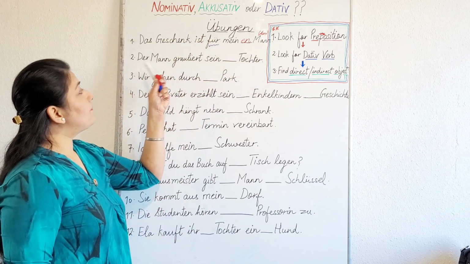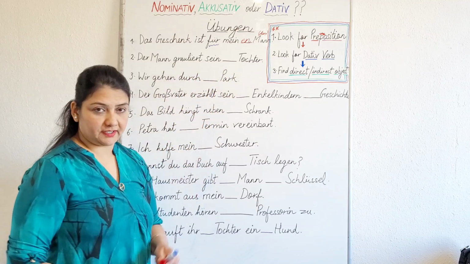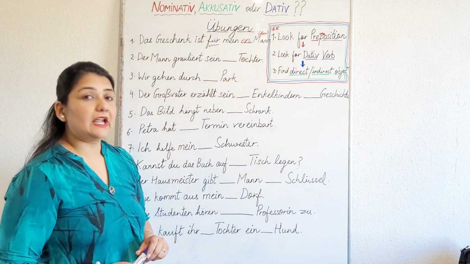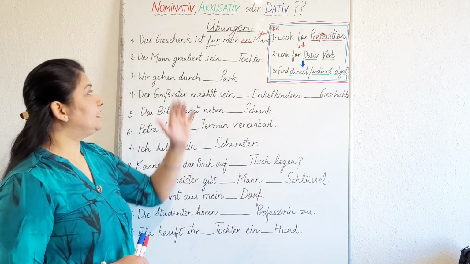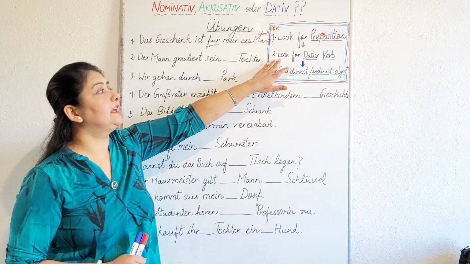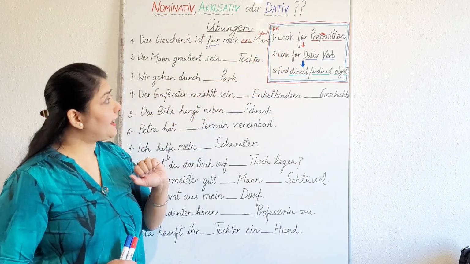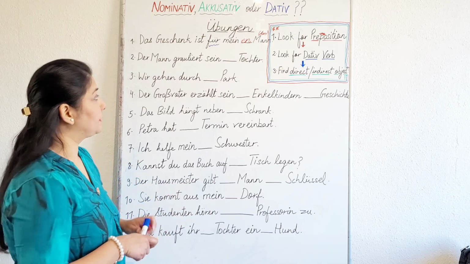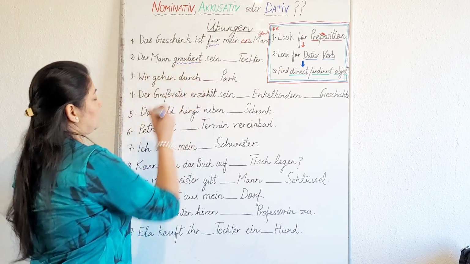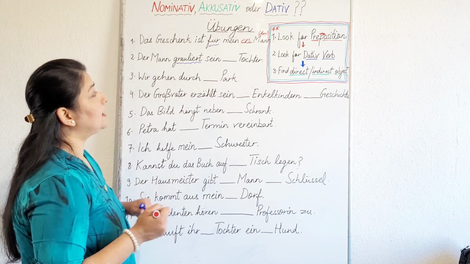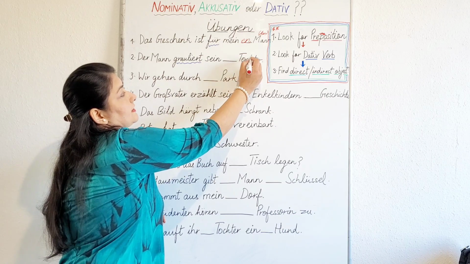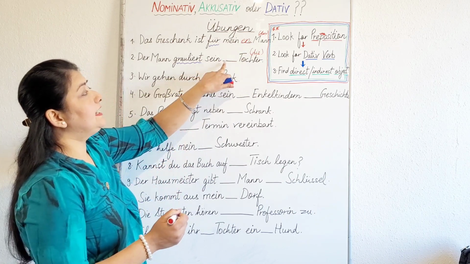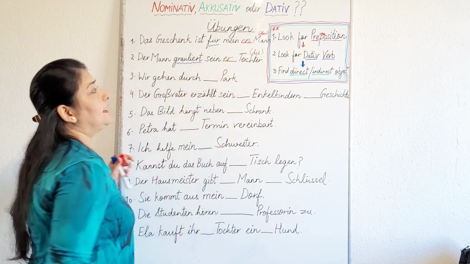Zweiter Satz. Der Mann gratuliert seiner Tochter. So, was kommt hier? Haben wir eine Präposition hier? Nein, keine Präposition. Schritt 2. Gibt es ein Dativverb? Ja, gratulieren ist ein Verb mit Dativ. Das ist ein Dativverb. Und dann, was kommt danach? Was ist der Artikel von Tochter? Die Tochter. Und dann, was kommt hier? Seiner Tochter. Ja?